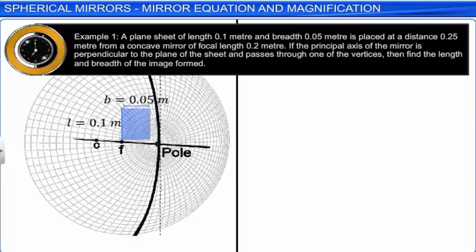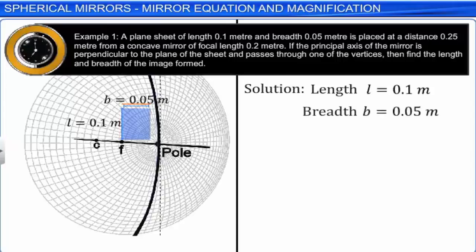Given that length of the sheet L is equal to 0.1 meter, breadth of the sheet B is equal to 0.05 meter, object distance U is equal to minus 0.25 meter, focal length F is equal to minus 0.2 meter.